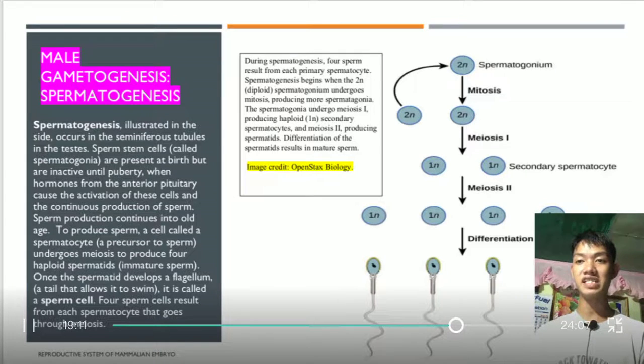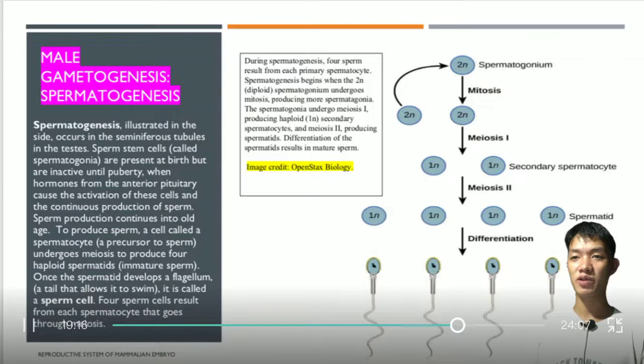To produce sperm, a cell called a spermatocyte, a precursor to sperm, undergoes meiosis to produce 4 haploid spermatids, or immature sperm. Once the spermatid develops a flagellum, which means a tail that allows it to swim, it is called a sperm cell. So 4 sperm cells result from each spermatocyte that goes through meiosis. As you can see in the picture, during spermatogenesis, 4 sperm result from each primary spermatocyte.